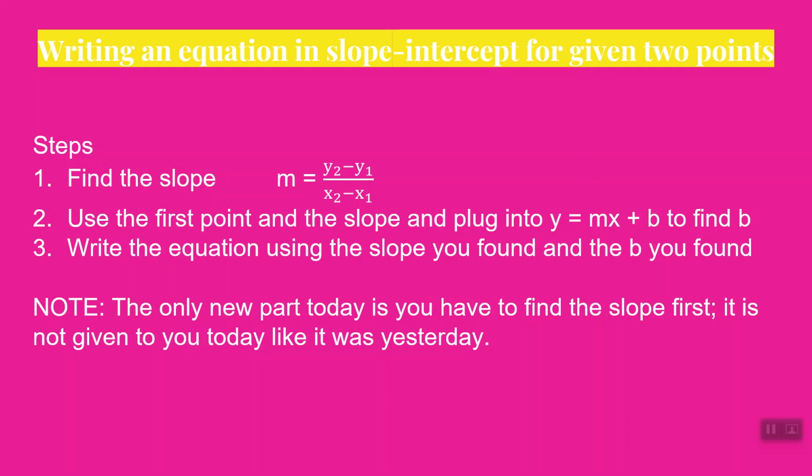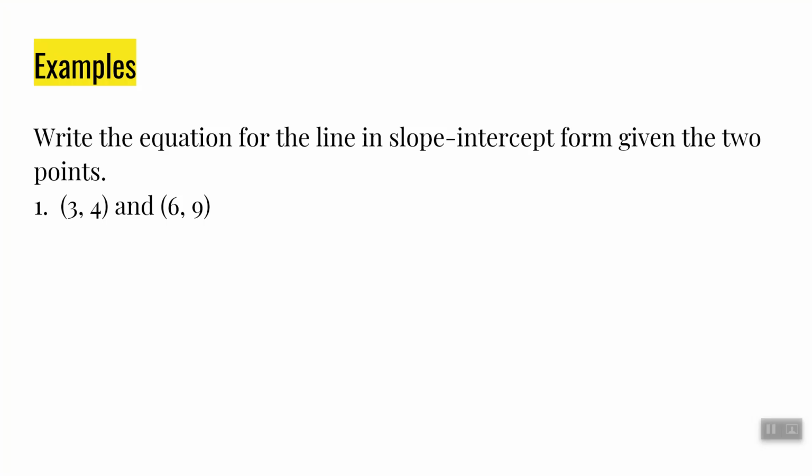So the only new part today is that we have to calculate the slope first. So it's not given to you like it was yesterday. So let's just look at some examples. So again, writing an equation in slope-intercept form given these 2 points. What this means is that our line crosses through those 2 points. If I plotted those 2 points on a graph and I drew a line through them, that would be our line of the equation that we're about to write.